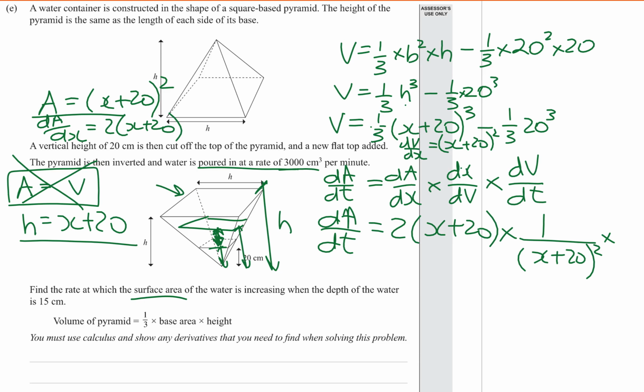Why is it 1 over? So when you differentiate a constant, 2x plus 1, what happens to the 1? It disappears. Happy with that? Oh yeah, sorry. Why is it inverse? Because this is dv over dx. Yep. So we need, yeah. And the last one, dv by dt, is 3,000.